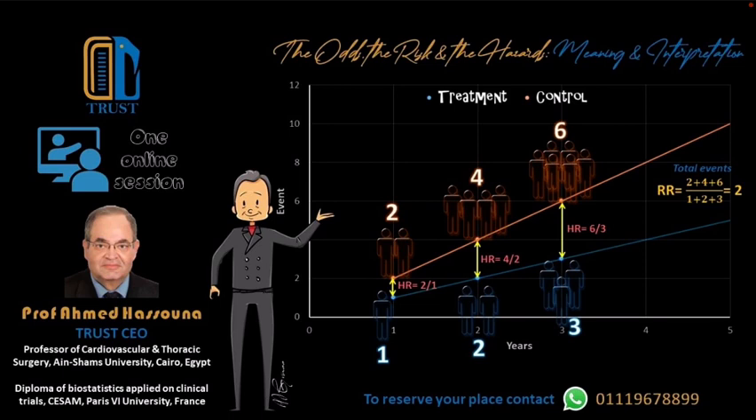Another point, some of us may confuse the risk and the hazard. Let us take another example to show the difference. If the outcome of a particular study is cure and patients were followed up for 5 years, a relative risk of 2 means that after 5 years, twice as many patients in the treatment group are expected to be cured compared to the control group.